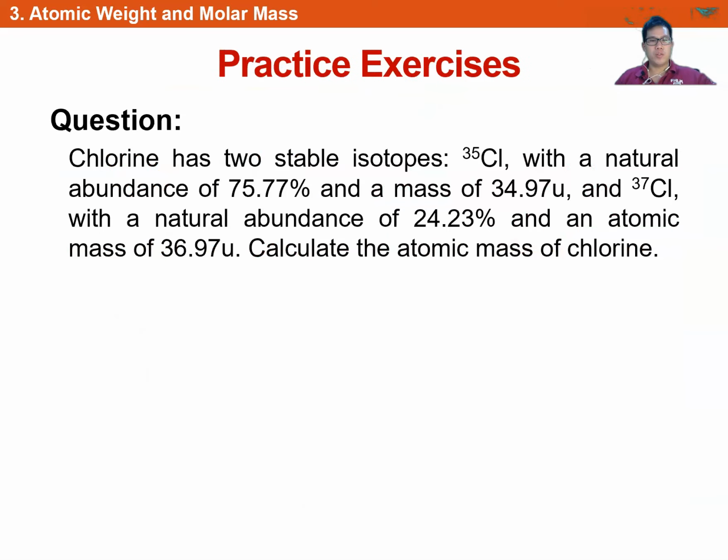So what you need to do now is to calculate the atomic mass. You take the mass of this isotope Cl-35 multiplied by 75.77%. Then you calculate the mass contribution of Cl-37, chlorine 37, multiplied by its abundance, and then you add up these two, and you will get the atomic mass of chlorine. Let's try.